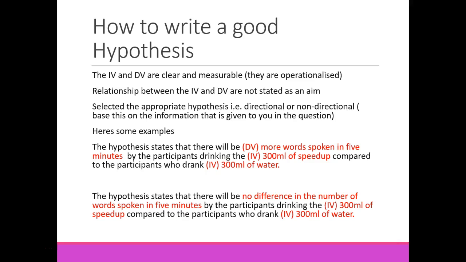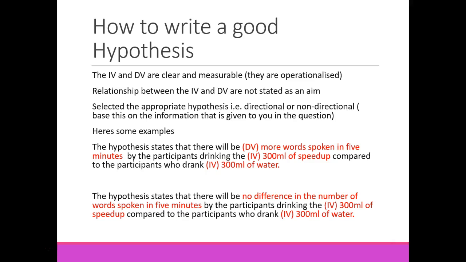Right, so let's look at how to write a good hypothesis. The first thing you need to do is make sure the IV and the DV are clear and measurable. This means that you have operationalised them. You must make sure that the relationship between the IV and the DV is not stated as an aim, and you have to decide whether you're going to use a directional or non-directional hypothesis. Remember, you use a directional hypothesis when you have previous research to tell you what it's about.